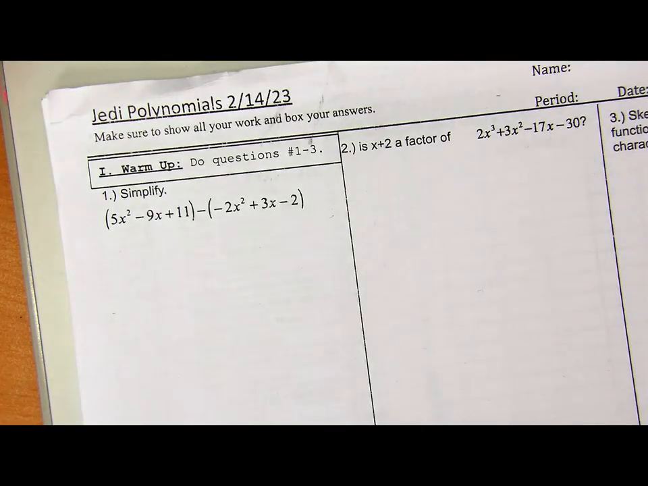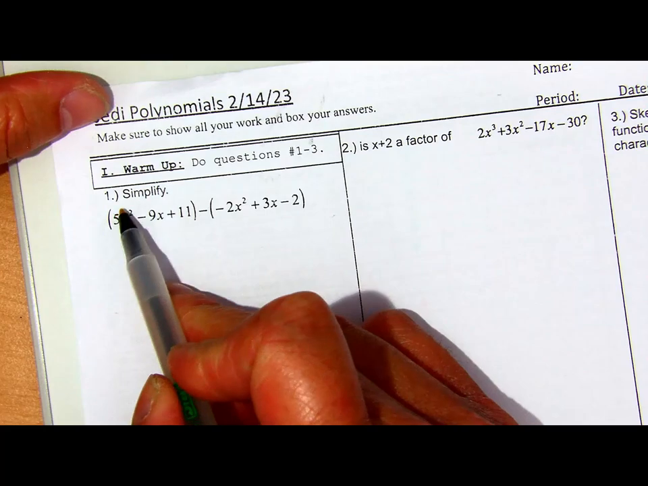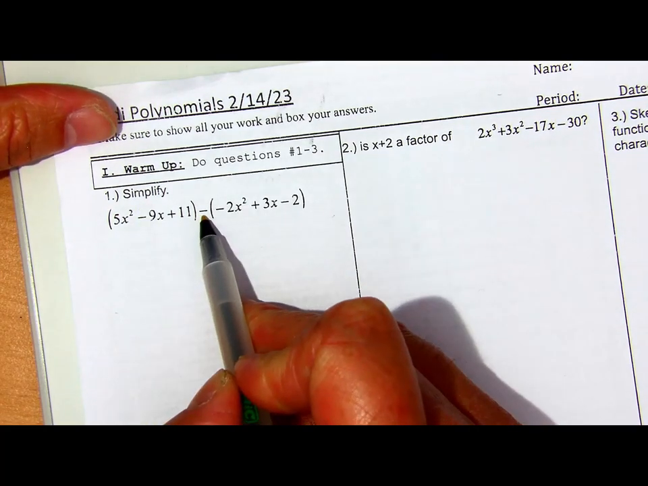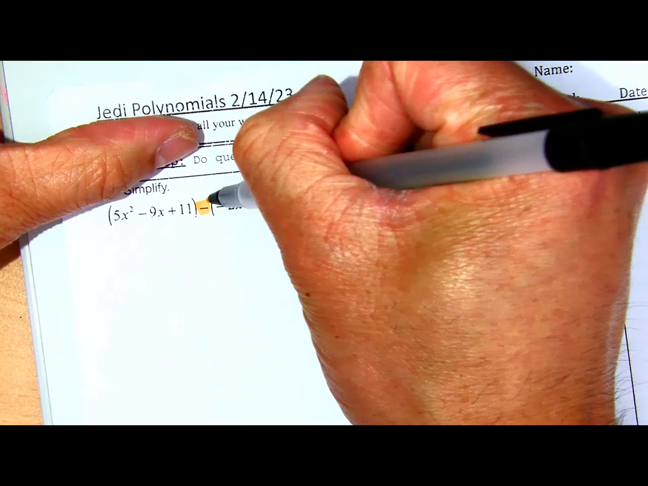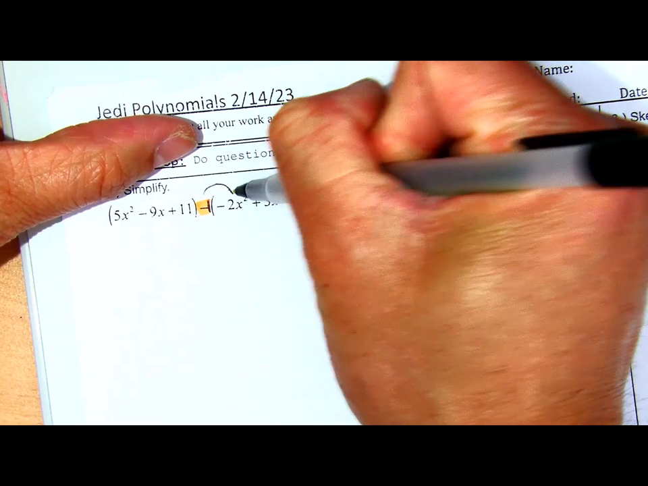Alright, let's go over the Jedi Polynomials. Question number 1 asks you to simplify. You'll notice you have a subtraction sign here. I'd recommend making this a -1. And then you're going to distribute the -1 to each of these terms.